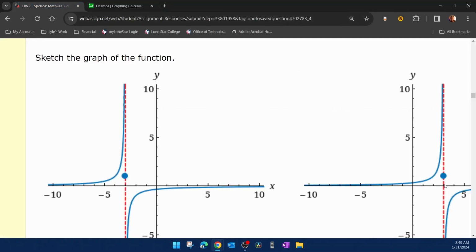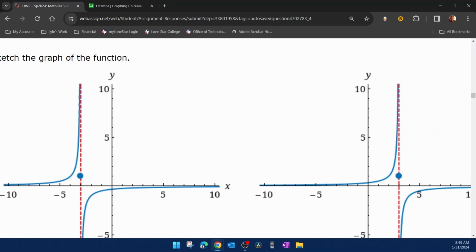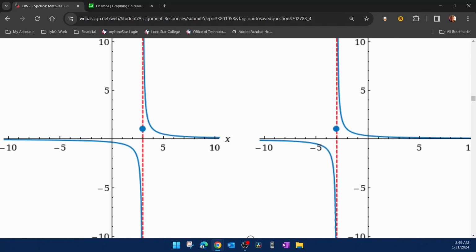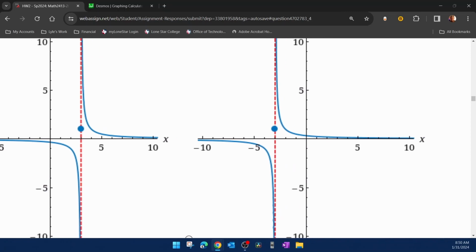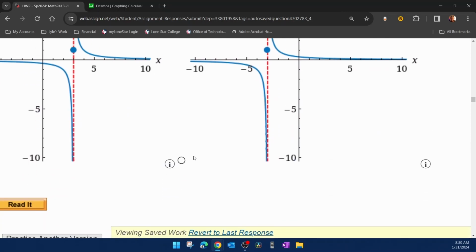All right, so then the second answer choice over here, that can't be correct either, mainly because the asymptote is on the wrong side of the y-axis. The asymptote is in the wrong place. Third answer choice, asymptote is at +3, not -3. Here we go. Fourth answer choice, got to be the right answer.